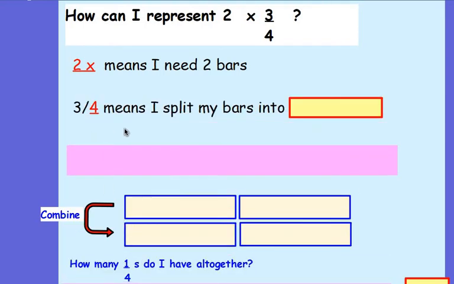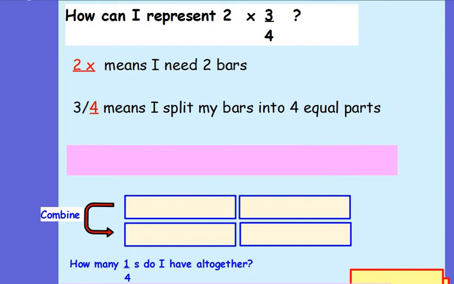3/4 means I need to split each of those bars into how many pieces, Felix? 4 equal parts. The denominator tells us how many parts we need to split each bar into. So here we go. Splitting each of my 2 bars into 4 equal parts. And there we are.